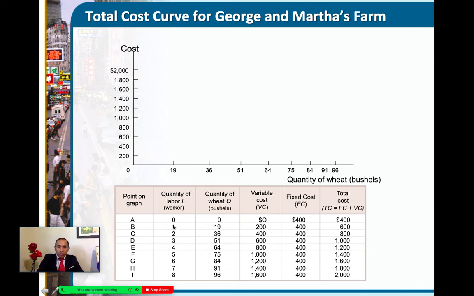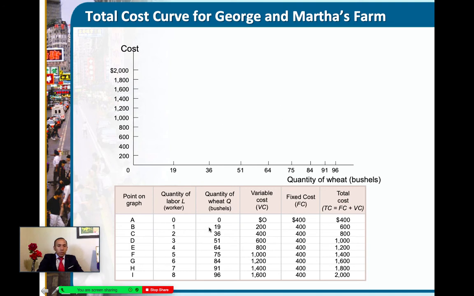And if you notice here, if we have no labor, 0 units, if I have no output, then we have no variable cost because nothing is being produced. But we have a fixed cost, which is the cost of the land. So our total cost is not going to start at 0. There's no such thing as a free lunch. It's going to start at 400. So that's our fixed cost just to start operating.